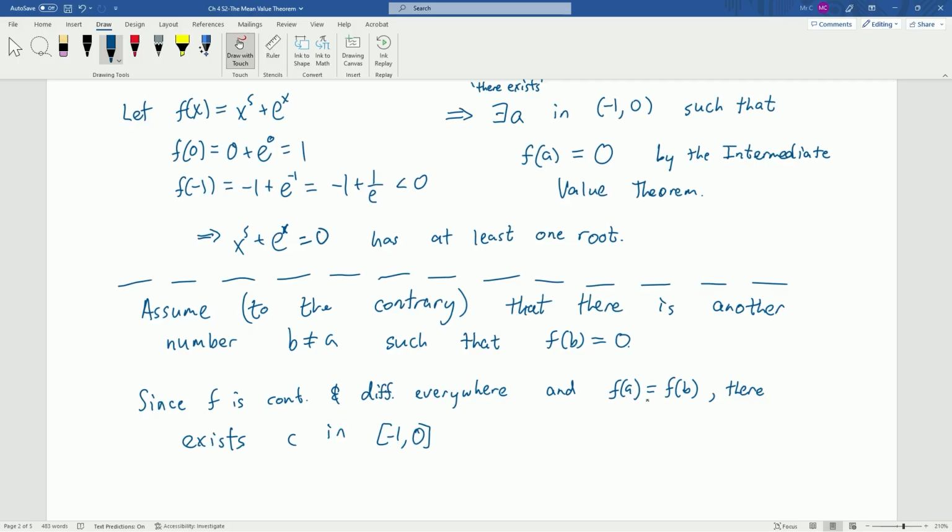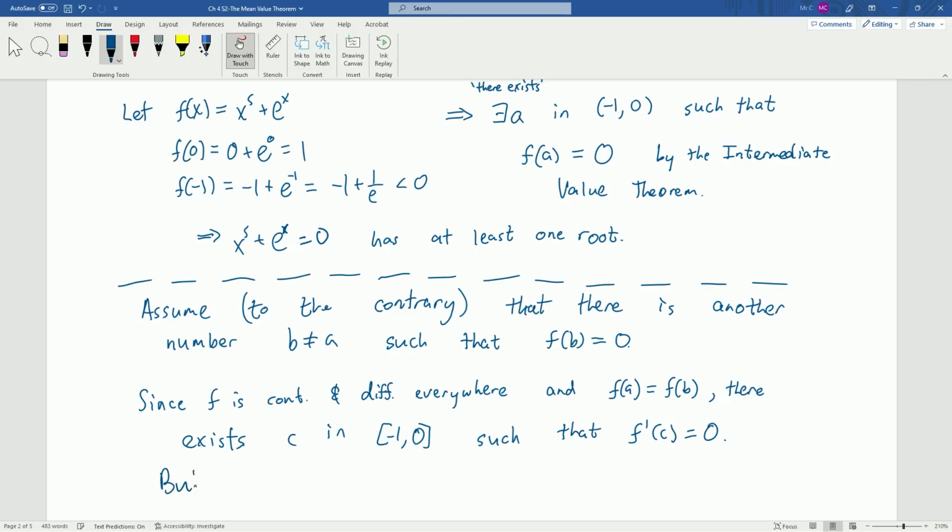C has to be between whatever A and B are. But we don't know what A and B are. We know that A and B are within the interval from -1 to 0. So if C is between A and B, then C is certainly between -1 and 0. There. So there is a c in that interval from -1 to 0 such that f prime of c equals 0.